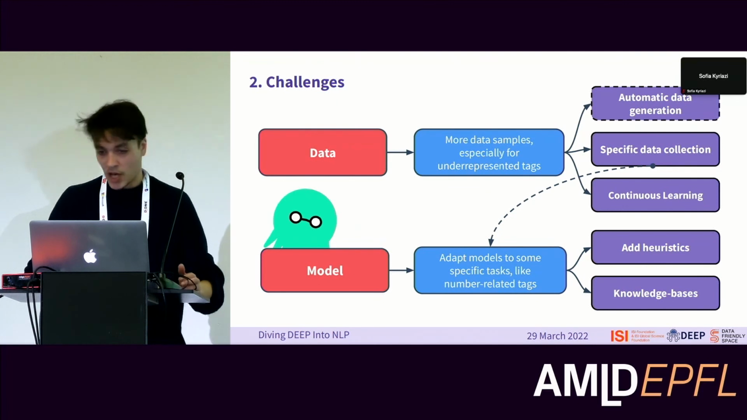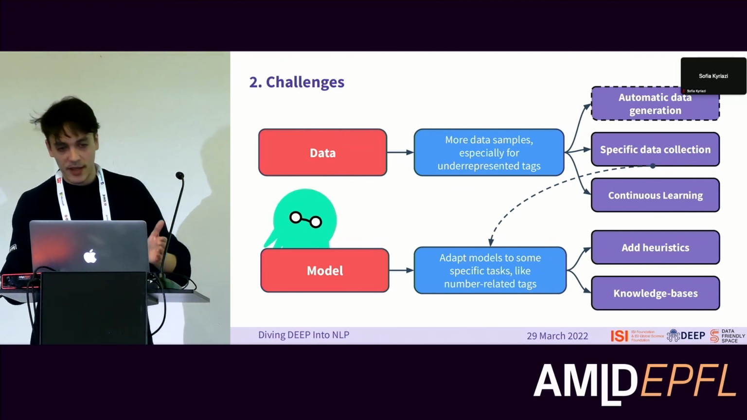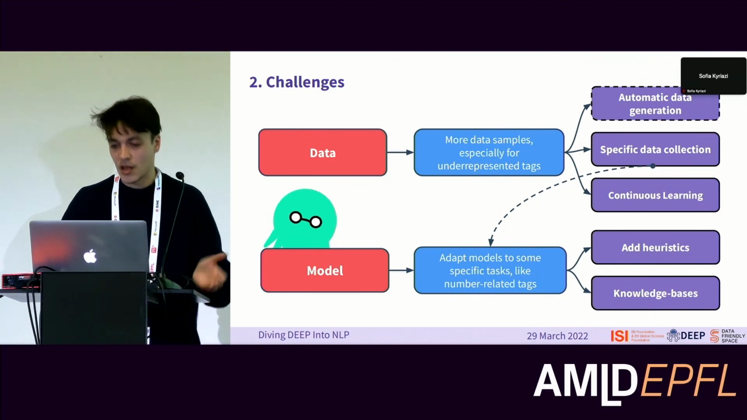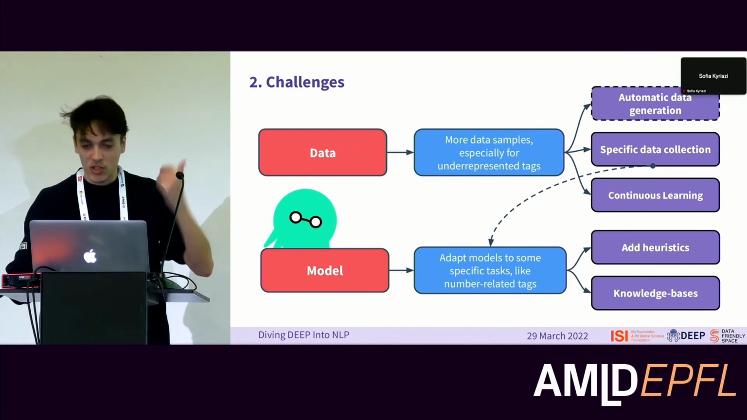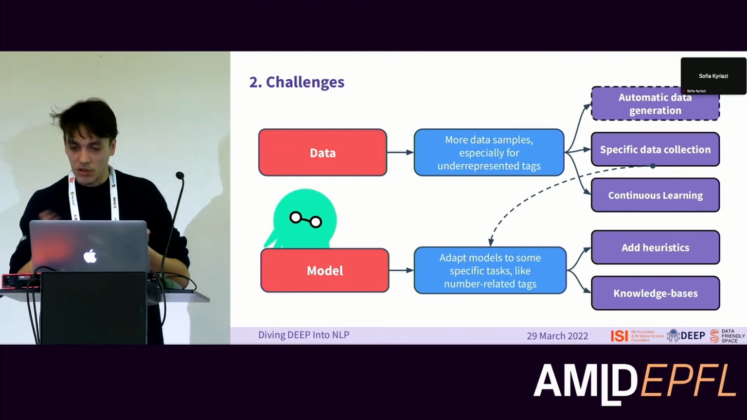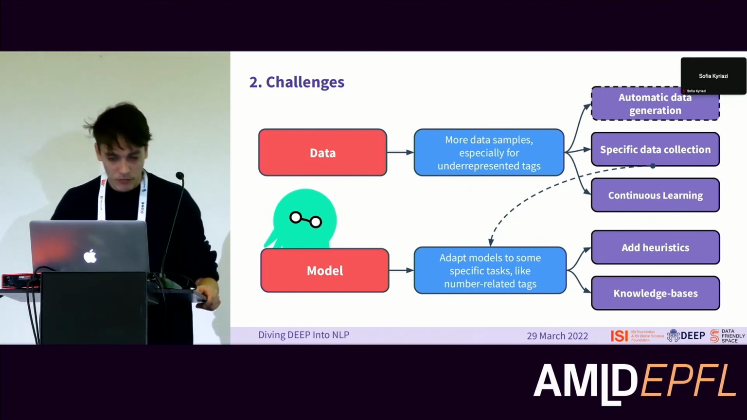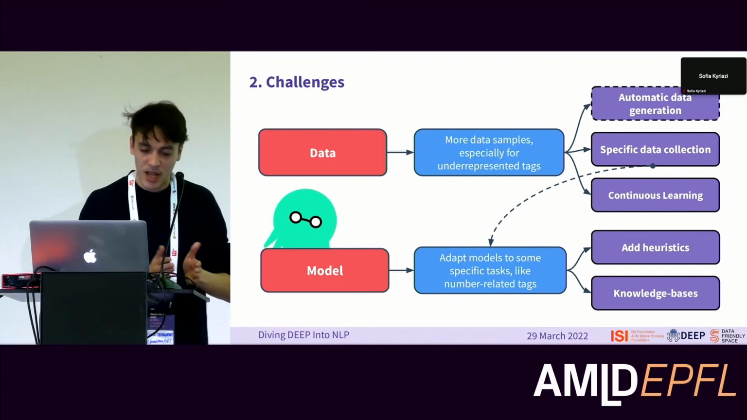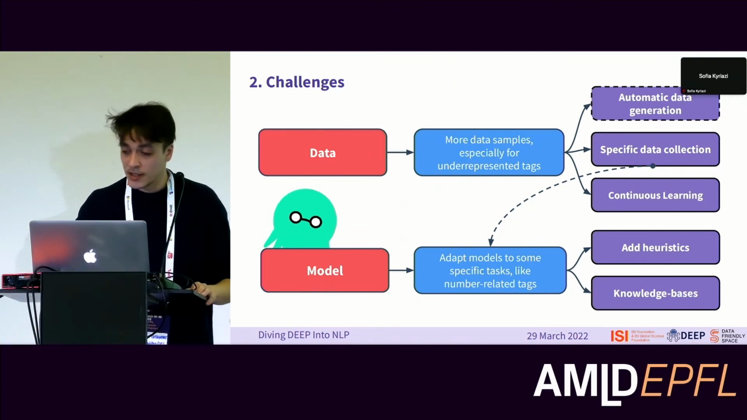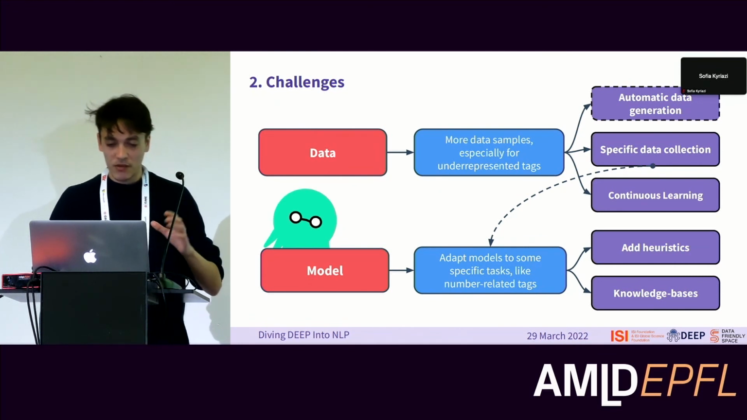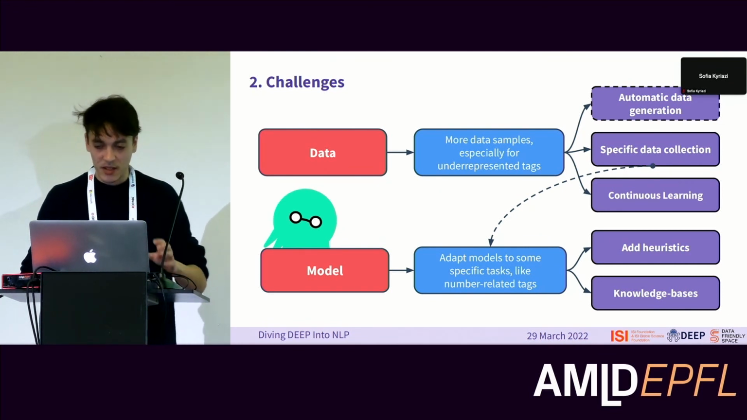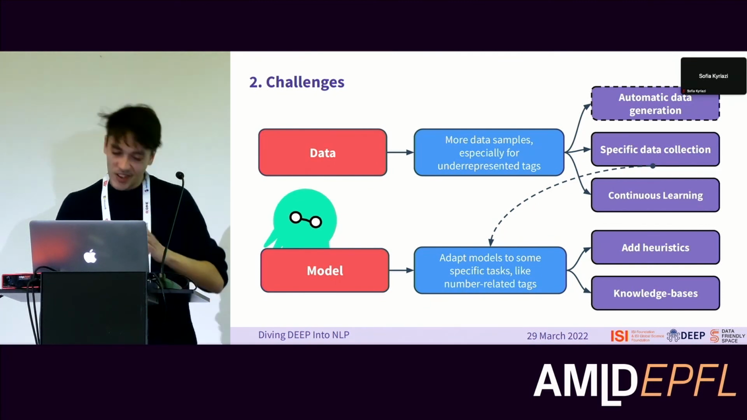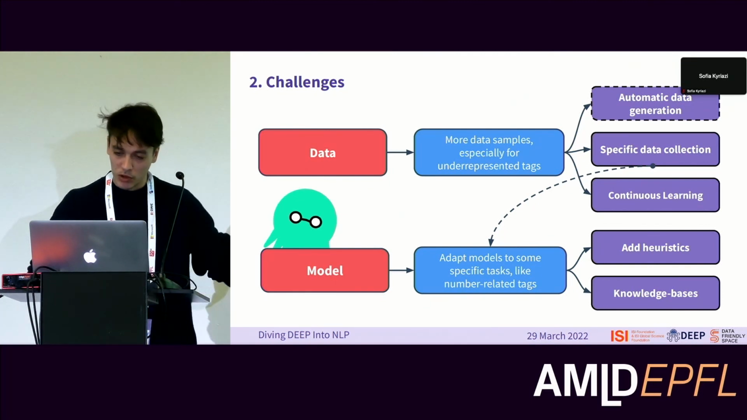As mentioned, here are some challenges about the data: finding new data, especially for underrepresented tags. In this case, as we saw before, a continuous learning scenario helps us, or maybe we can try to collect new, specific data for the labels that are underrepresented and then add it to the model for some specific tasks, maybe with some heuristic or knowledge-based information to improve in parallel to the machine learning models.